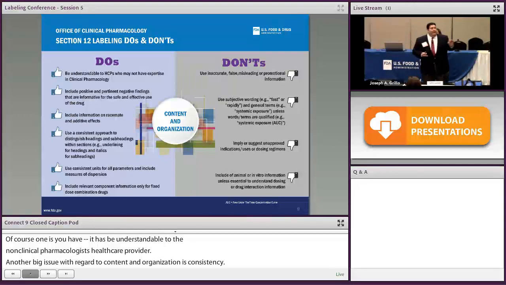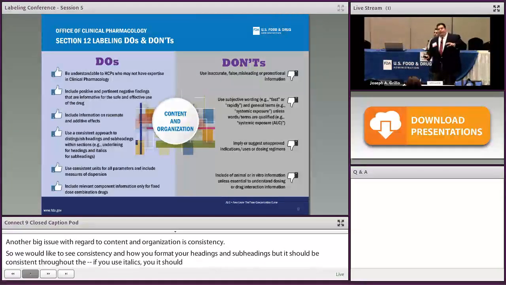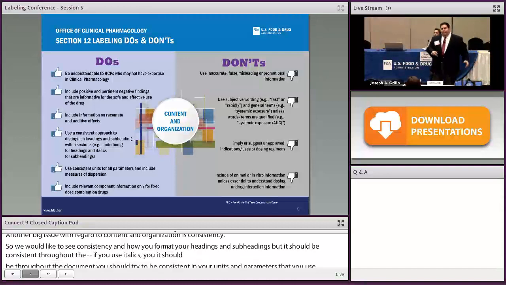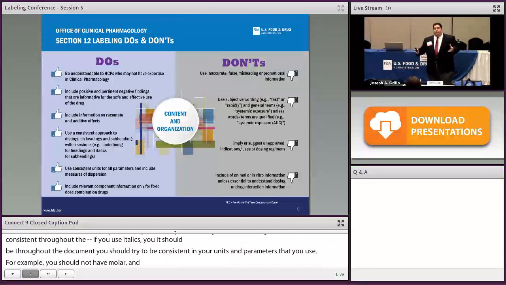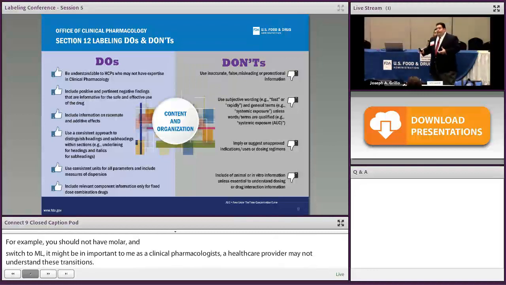You should try to be consistent in your units and parameters that you use. So for example, you shouldn't have molar and then switch to nanograms per ml, then switch to milligrams per ml. Because while that might be very important to me as a clinical pharmacologist, a healthcare provider may not, when looking through this quickly, understand these transitions. And if it is clinically important to have those transitions, then maybe we need to explain what that means or why those need to be that way.